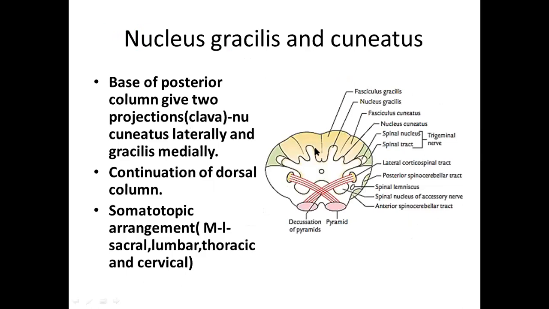Then there are the nucleus gracilis and the nucleus cuneatus. The base of the posterior column gives two projections, known as the clava, and they are projected as the nucleus cuneatus laterally and the nucleus gracilis medially. Now, these are the continuation of the dorsal column.